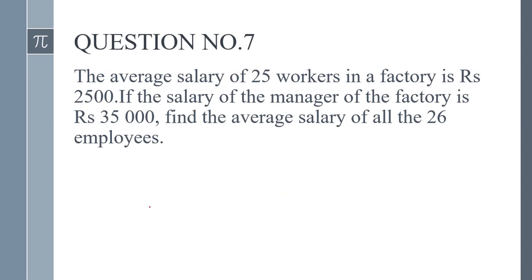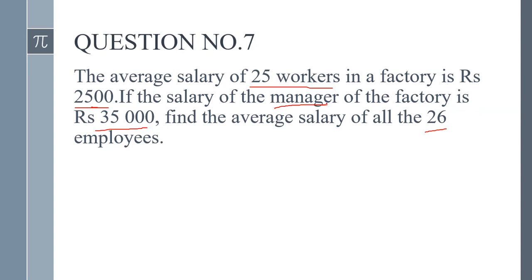Question number 7 is a statement question which states that the average salary of 25 workers in a factory is rupees 2500. It means that आपके पास 25 workers हैं और उनकी salary है 2500 rupees. If the salary of the manager, this manager is excluded from the workers, is 35,000, find the average salary of all 26 employees.